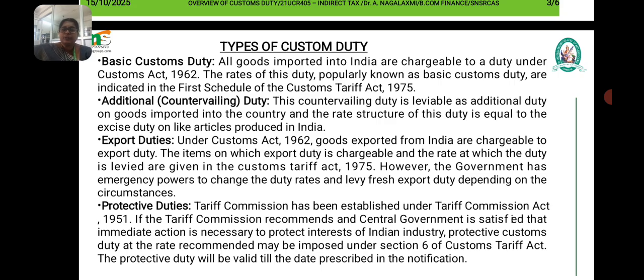Next, protective duty. Protective duty is in order to protect Indian manufacturers. So here the duty will be charged for those goods. The Tariff Commission, established under the Tariff Commission Act 1951, if the Tariff Commission recommends and the central government is satisfied that immediate action is necessary to protect the interest of Indian industry, protective customs duty at the rates recommended may be imposed under Section 6 of the Customs Tariff Act 1975. The protective duty will be valid till the date prescribed in the notification. So, in order to protect the interest of the Indian manufacturers and the Indian industry, on the recommendation of the Tariff Commission under the Tariff Commission Act 1951, the duty will be levied.